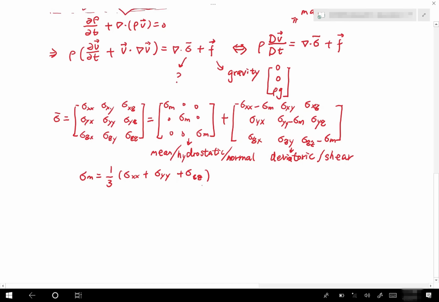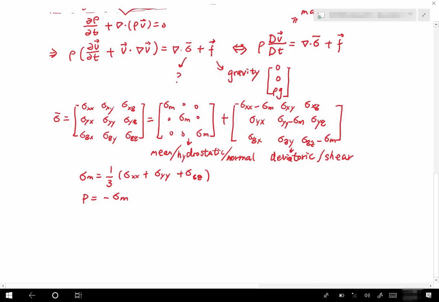P is just pressure. For water, the pressure is the same along all directions, right? So it's similar to this mean normal stress. But there's a difference. For P, we said it is positive when it's a compressive stress, right? You have compression, it's P. But if we have tension, it's not. But actually in fluid, we don't have tension, at least in bulk fluids. So P is the negative of sigma m.